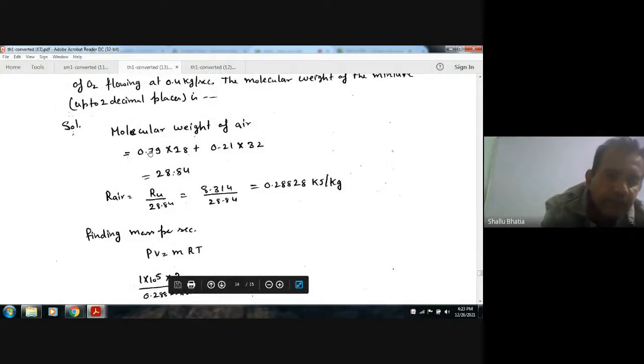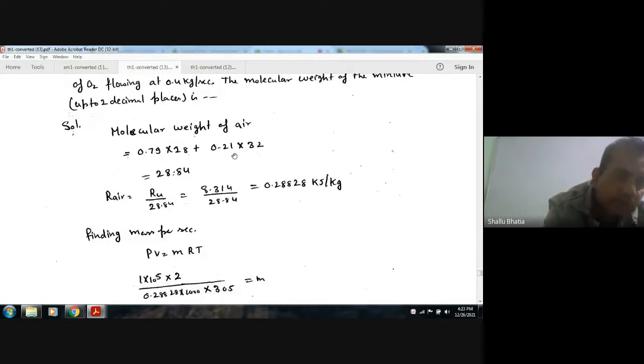By multiplying the nitrogen percentage with nitrogen molecular weight and oxygen percentage with oxygen molecular weight. Okay, so this is molecular weight of air. After finding out molecular weight, find out R here, R_u divided by this. So this is R of air.